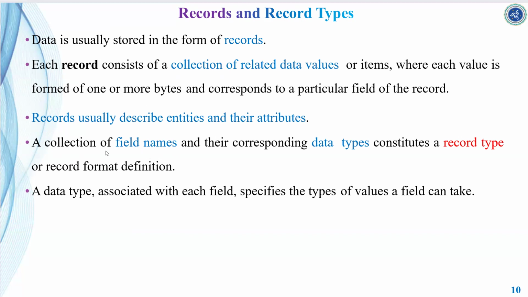The record will have field names, that is the attribute names or column names, and each field name will have a data type also. For example, name can have the data type varchar, or variable character, or a string data type, and for roll number we can give an integer data type. So each field name has a data type, and this constitutes a record type, or record format definition. The record type means the format: the field names and the various data types that the record has.